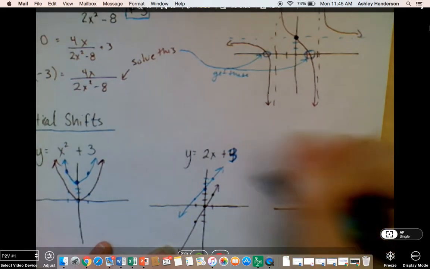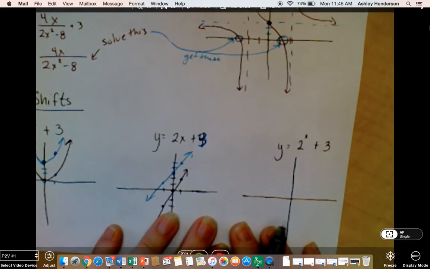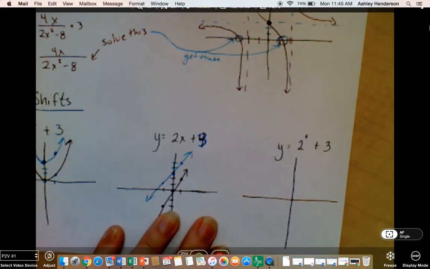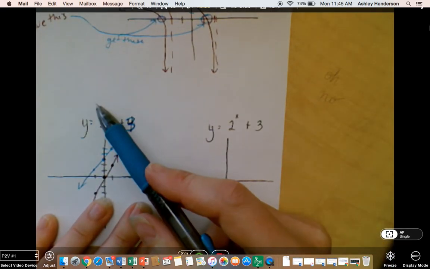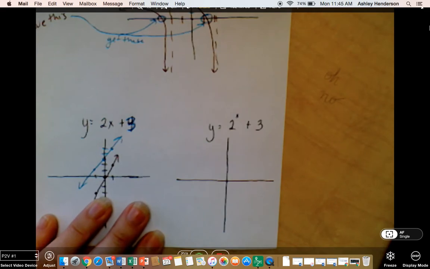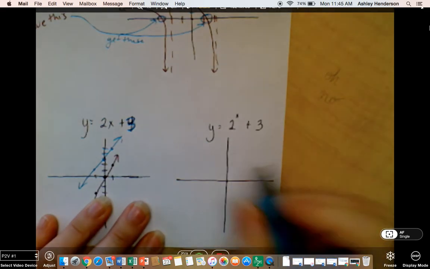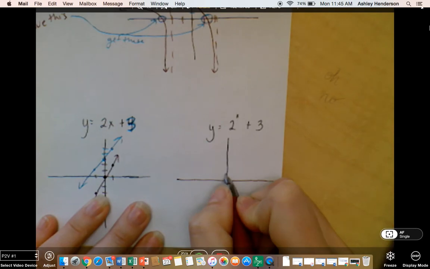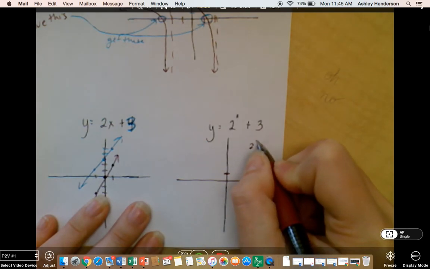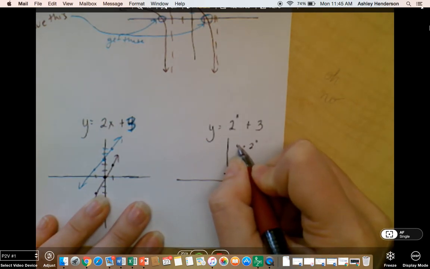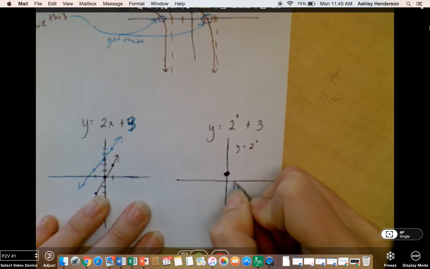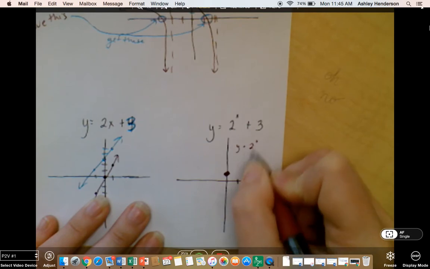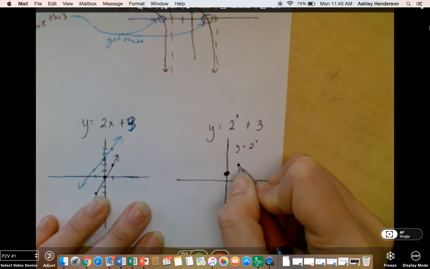Sorry about that, guys. Here's another one with a vertical shift of 3. If, by the way, if this had been 4, it just would have been that everything was 4 further up than it was. 2 to the x. If I plug in 0 into this, I'm going to get 0, 1. And if I plug 1 in, I'm going to get 2 to the 1, which is 2.